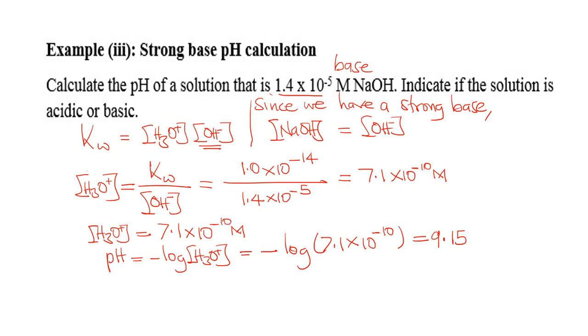Take note, when reporting pH, we change the number of significant figures that we are given to decimal points. So we change the number of significant figures that we are given in the problem to the number of decimal points. For example, here you are given 2 significant figures. So our answer will be to 2 decimal points.